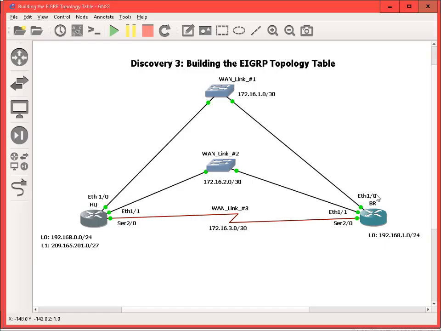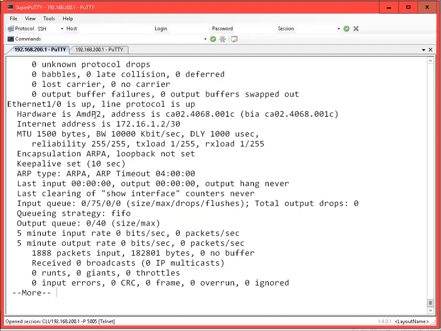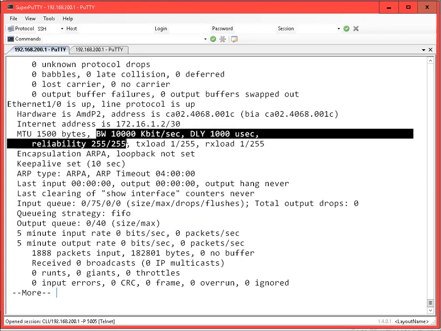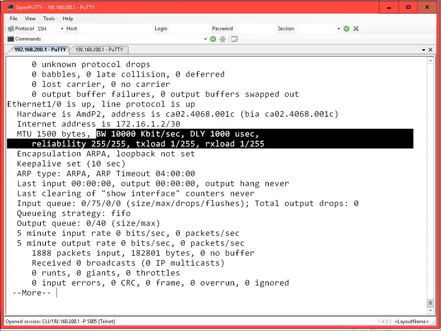In our particular topology, we are looking at Ethernet 1.0. So for Ethernet 1.0, guess what? There's the bandwidth, there's the delay, there's the reliability, there's the load. So everything that's used in the EIGRP calculation is based on these values.